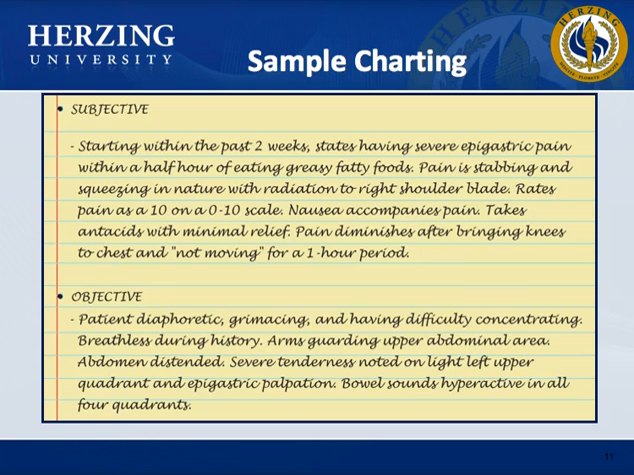Objective data would include: patient is diaphoretic, grimacing, and having difficulty concentrating. Breathless during history, arms guarding upper abdominal area, abdomen distended, severe tenderness noted on left upper quadrant and epigastric palpation. Bowel sounds hyperactive in all 4 quadrants.